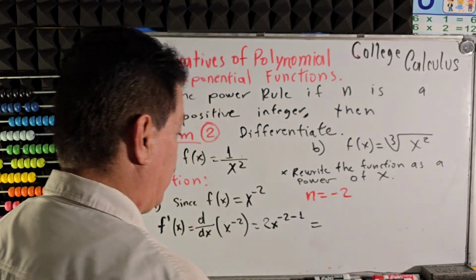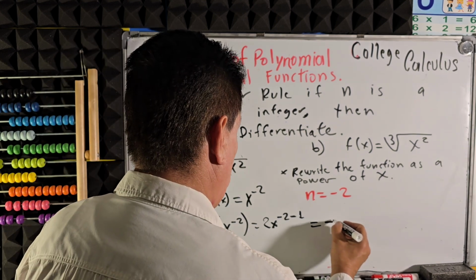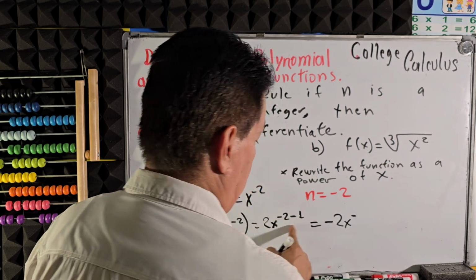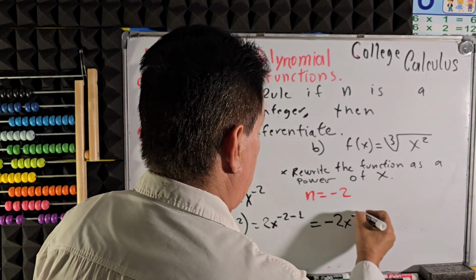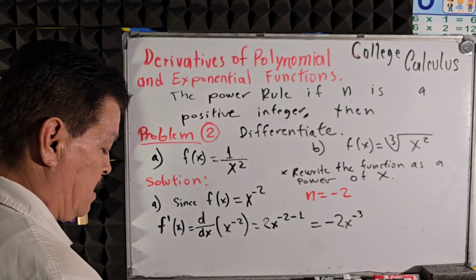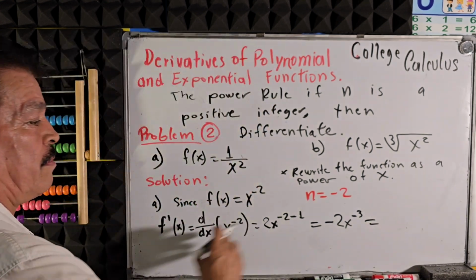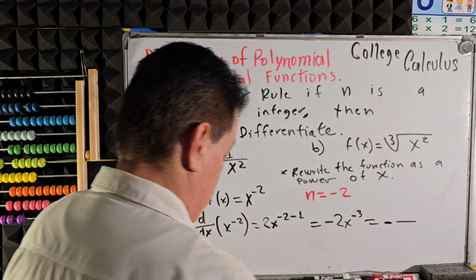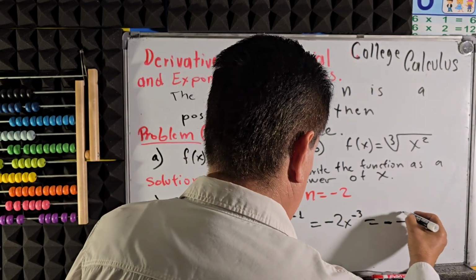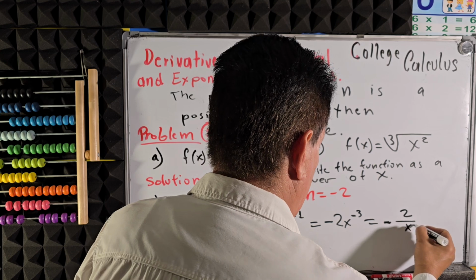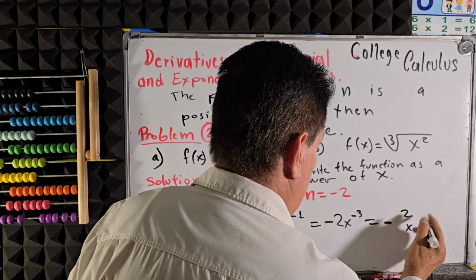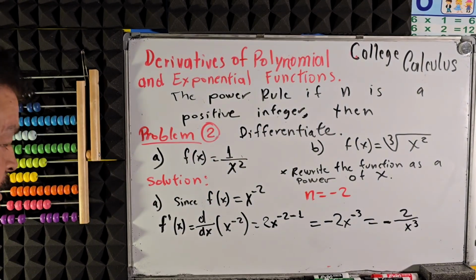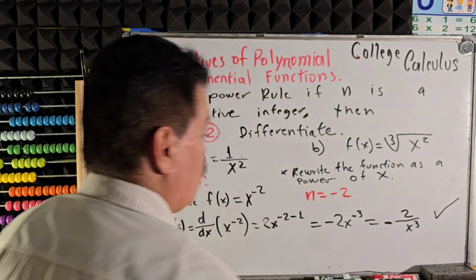So if we simplify, we will have negative 2x here to the, you add these two exponents, negative 3, right? So if we continue simplifying, making it smaller, this will equal negative 2 divided by x to the third power, right? So that's it. This is the solution, the first one.